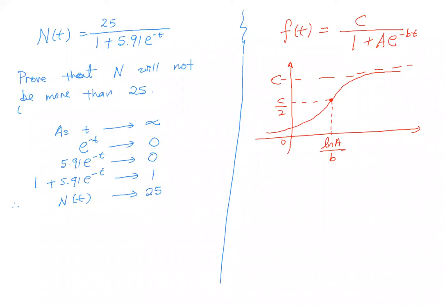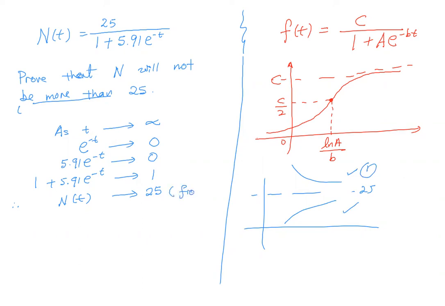You must write something to show that it will not be more than 25. Approaches 25 can have 2 ways. Here is 25, correct? It can be from here or it can be from here. So which one are you talking about? From below. Yeah, so I have to write from below, because this is logistic, the graph is below 25. Are you clear?